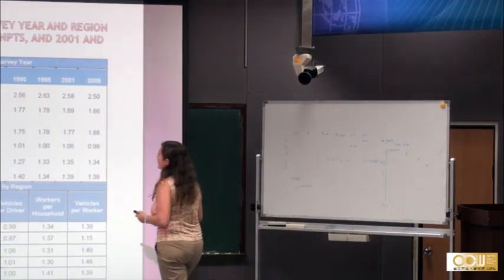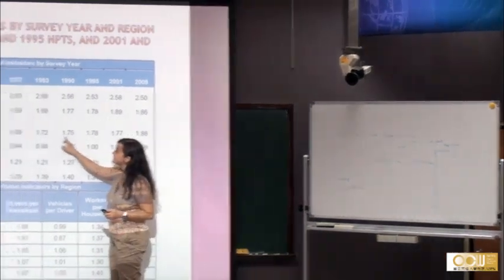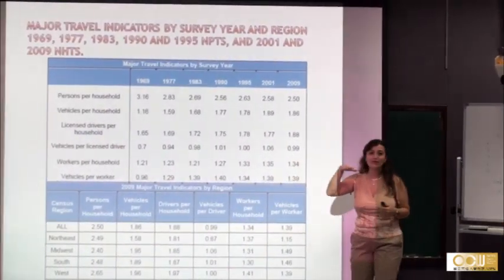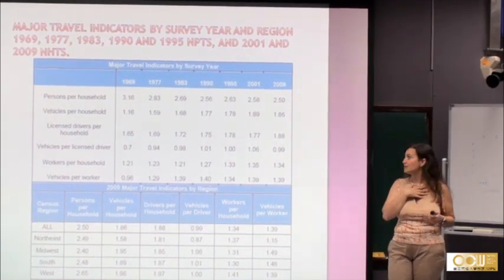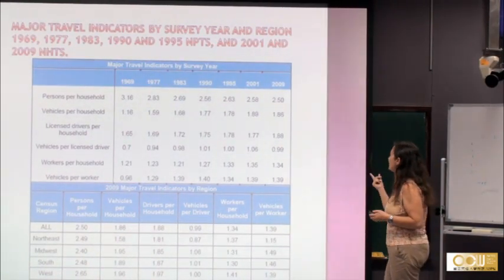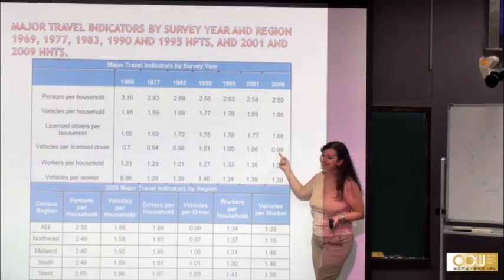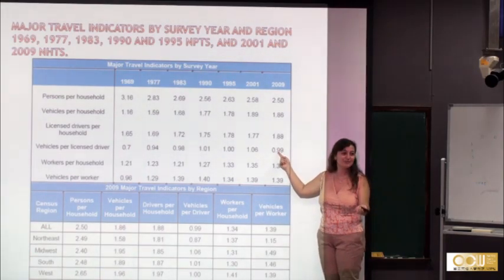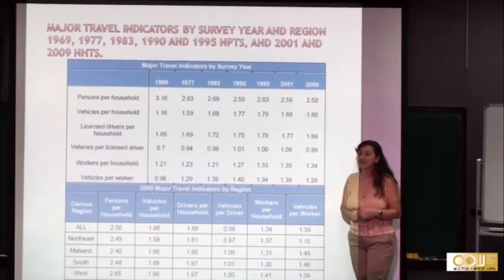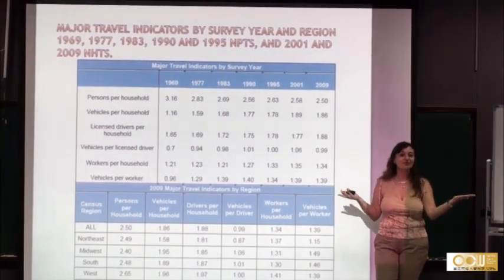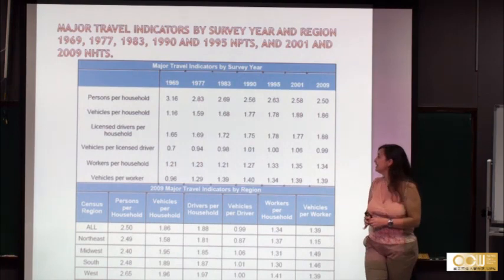Licenses per household, you see that this is also very stable. I would say that this variable has reached saturation. This will stay stable. Vehicles per license, so it's one, right? For each licensed person in the household, there is one vehicle. And maybe here it is 0.5, right?